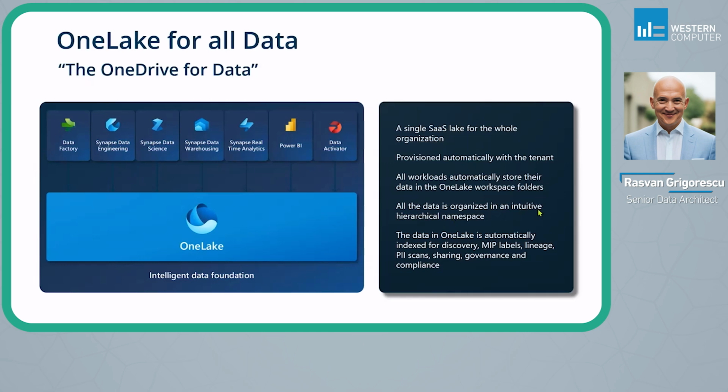Data is organized in an intuitive hierarchical namespace, and you can label that data for governance and security purposes with discovery, with Microsoft Information Protection labels. Lineage information is automatically generated. Personally identifiable information is scanned. So security and governance is built into this intelligent data foundation.